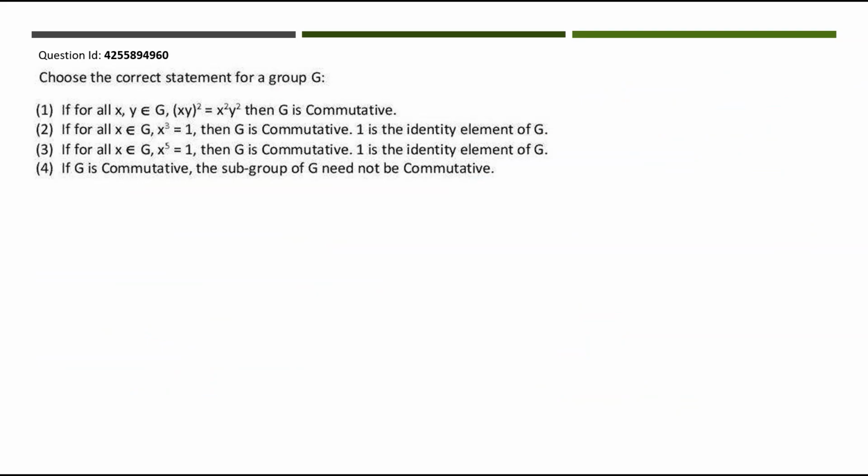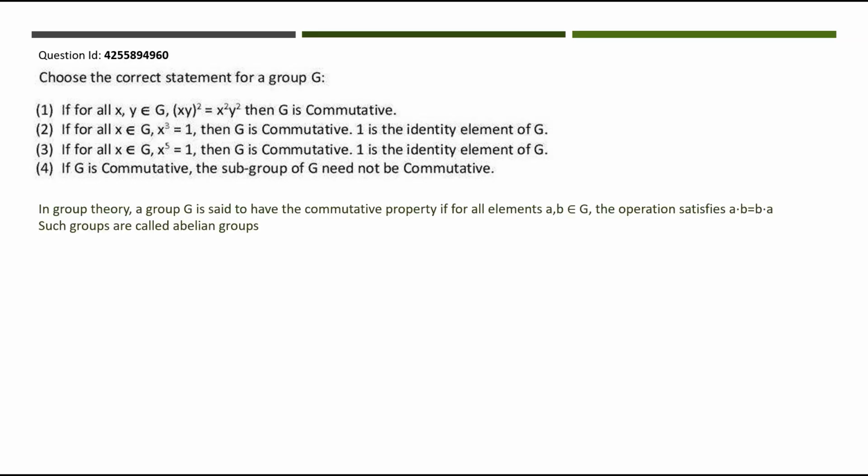Next question, choose the correct statement for a group G. So this question is from group theory. If for all x, y that belongs to group G, xy the whole square is equal to x square into y square, then G is commutative. In group theory, a group G is said to have the commutative property if for all the elements a comma b that belongs to G, the operation satisfies a into b is equal to b into a, and such groups we name them as abelian groups. So commutative property is when left hand side is equal to the right side expression as given here.